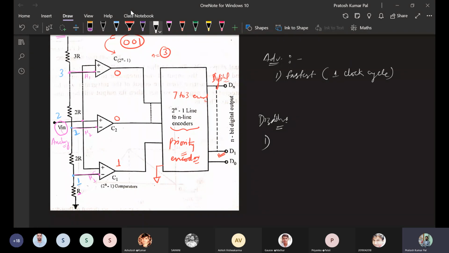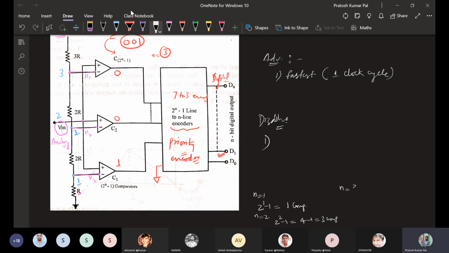Okay, so this is the fastest one, but its disadvantage is the requirement of comparator circuits. If n is high... suppose n is equal to 1, it is 2 to the power 1 minus 1, that means one comparator circuit will be required, and one bit conversion needs to be done. If n is equal to 2, then 2 to the power 2 minus 1, that means 4 minus 1, that is 3 comparators will be required.